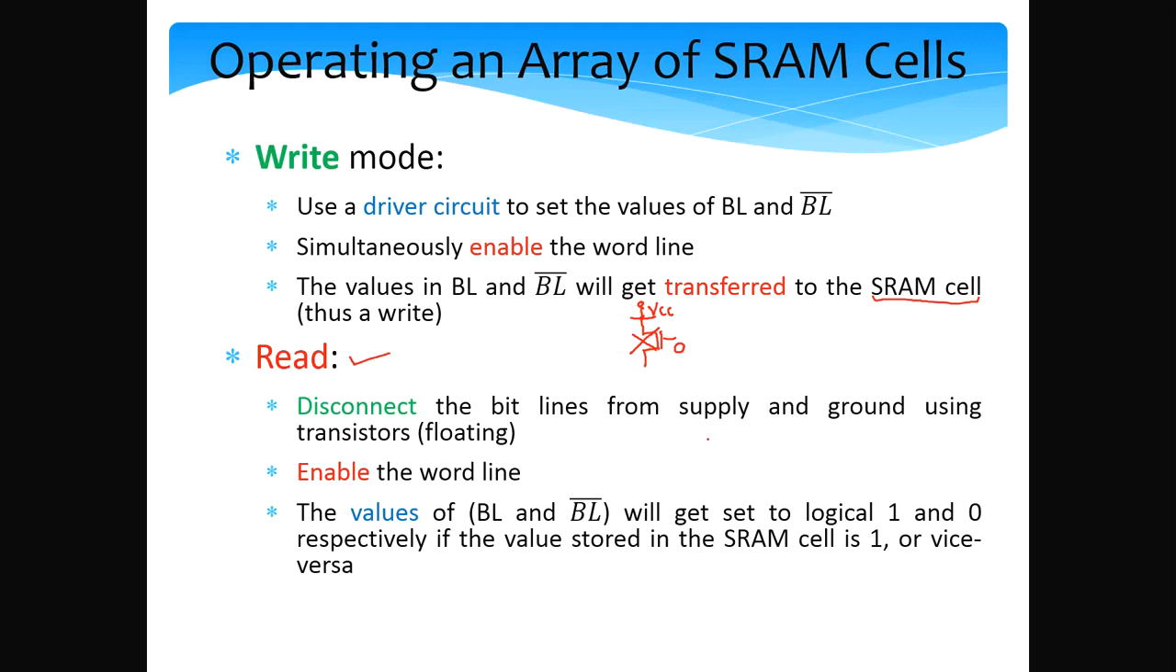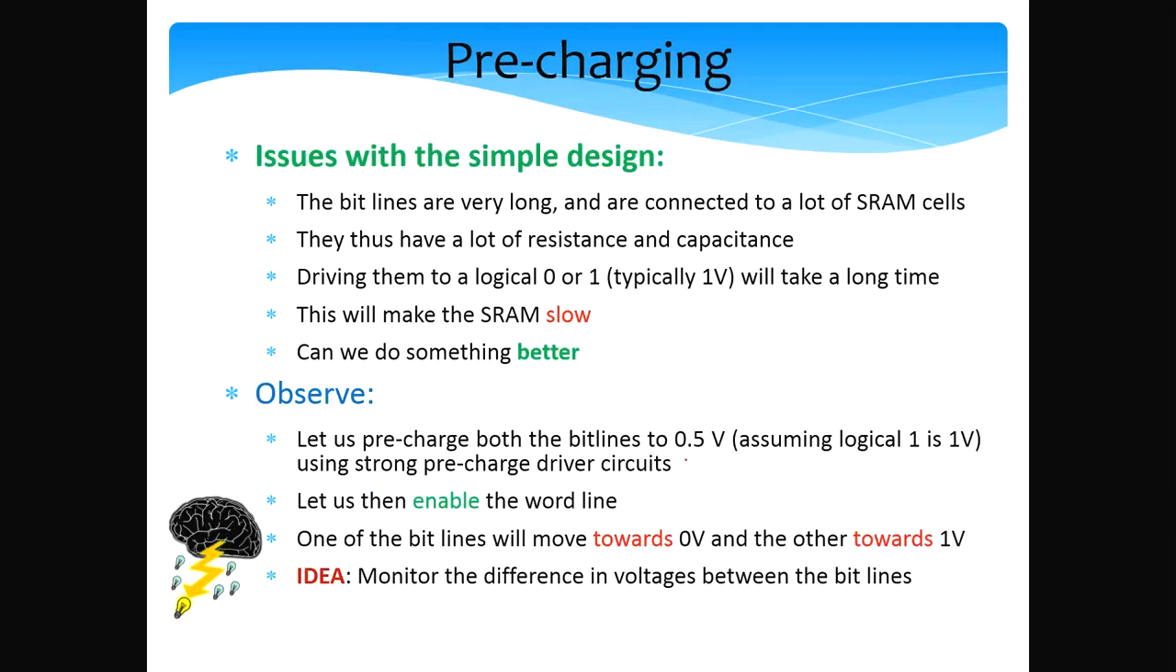Once we enable the word line, so there are a pair of bit lines, then there is the SRAM cell here in the middle, and then there is a word line. Once we enable the word line, the SRAM cell gets enabled, and the values of BL and BL bar get set to logical 1 and 0 depending upon the value stored in the SRAM cell. So there are some issues with this very simple design.